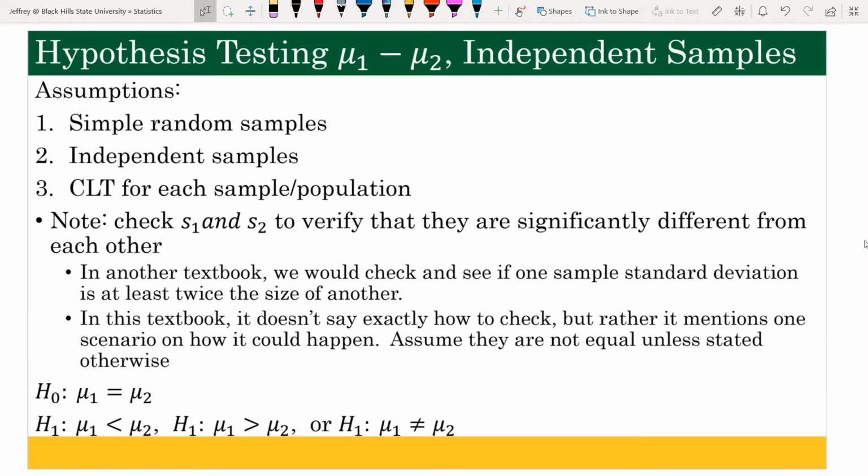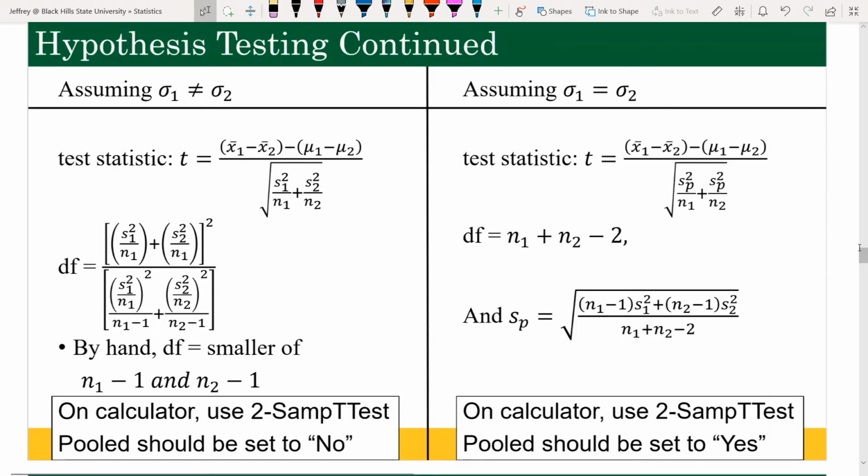Our assumptions for this hypothesis test, as well as the confidence interval, are that we have simple random samples, they are independent samples, and we have to have the central limit theorem for each sample or population. For our null hypothesis, we assume that the means are the same. The alternative is that they are somehow different, whether mu1 is less than mu2, mu1 greater than mu2, or mu1 does not equal mu2. To continue, we have the two cases: where sigma 1 does not equal sigma 2, which means they are not pooled, or where sigma 1 equals sigma 2, which is where they are pooled.